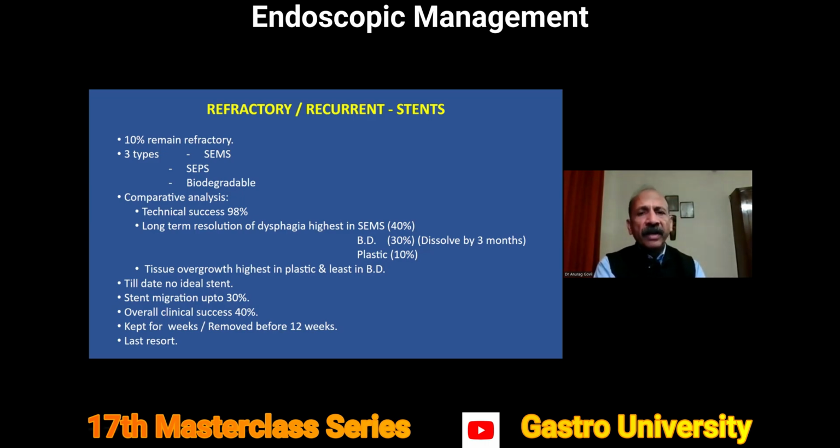And this comparative analysis suggested that the metallic stent fared the best, giving 40% long-term relief. The biodegradable one had 30%, and these biodegradable ones usually dissolve by the end of 3 months. The plastic stent, of course, had the least appreciable results, which was only 10%. The problem with these stents is, though of course you're supposed to remove them anytime between 1 month, that is 4 weeks, to 12 weeks, that there is a lot of tissue overgrowth because of irritation at the stent margins in the esophagus.